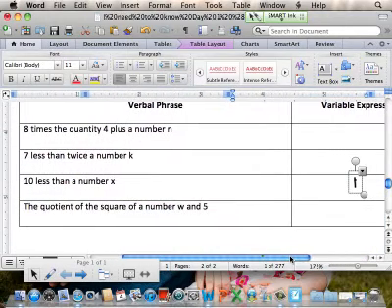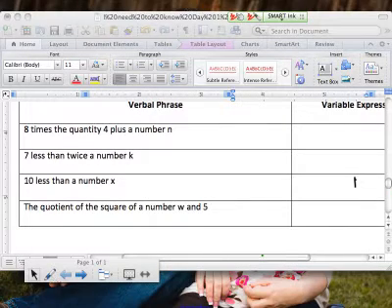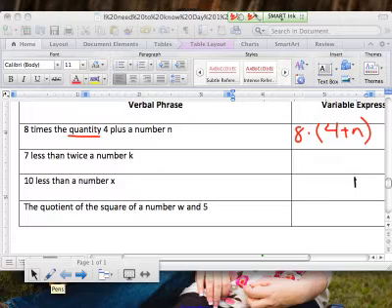Now we're going to go from the phrase, some more intense phrases now, not quite as straightforward. It says 8 times the quantity. Quantity indicates parentheses. So I would just start writing this immediately. I would write 8 times the quantity 4 plus a number n. 4 plus n. Done.